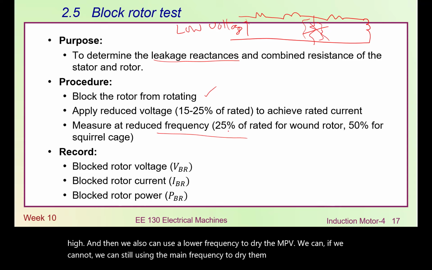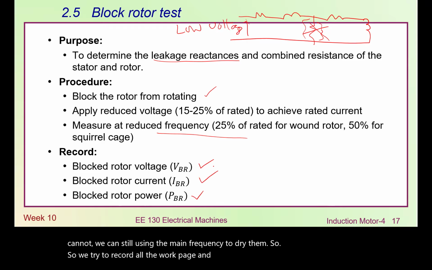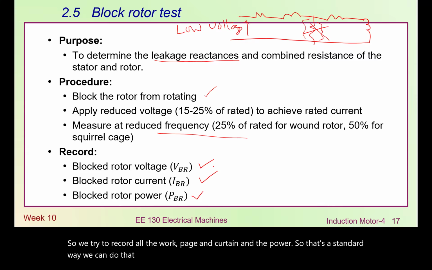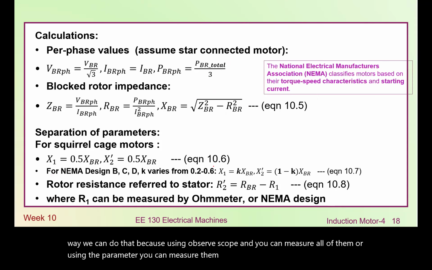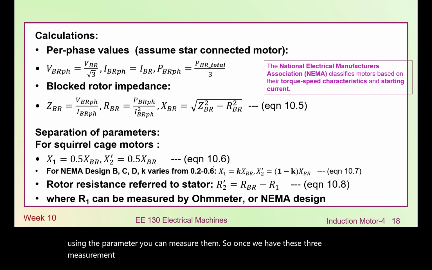So we try to record all the voltage, current and power. That's a standard way we can do that, because using an oscilloscope you can measure all of them, or using the power meter you can measure them. So once we have these three measurements, then our formulation will be quite straightforward.